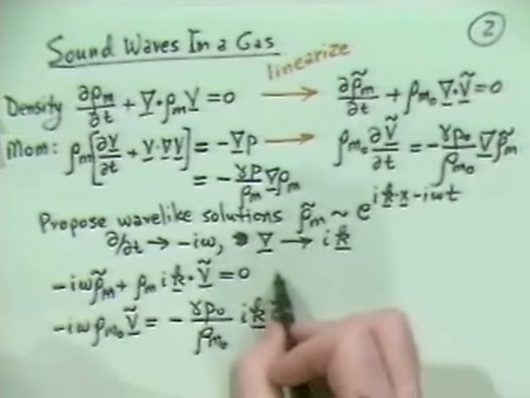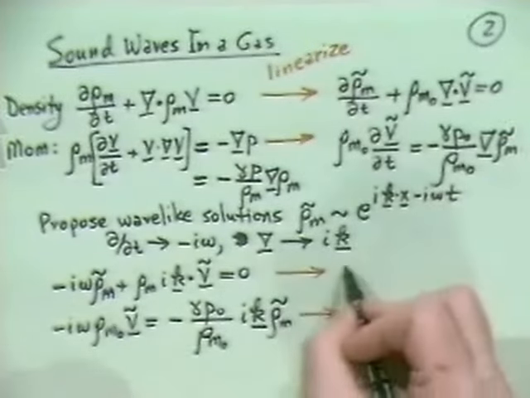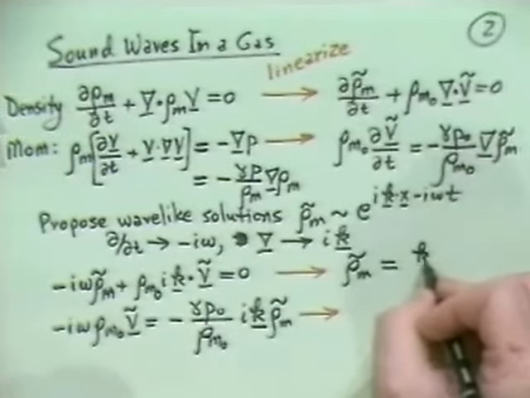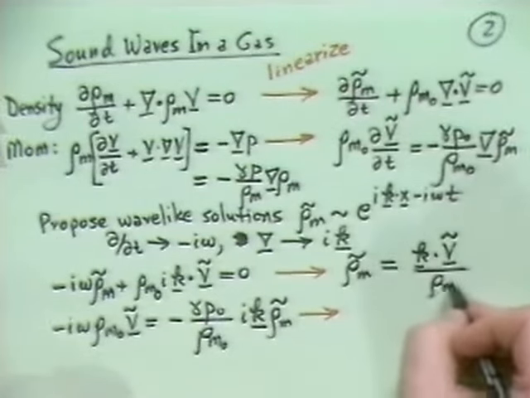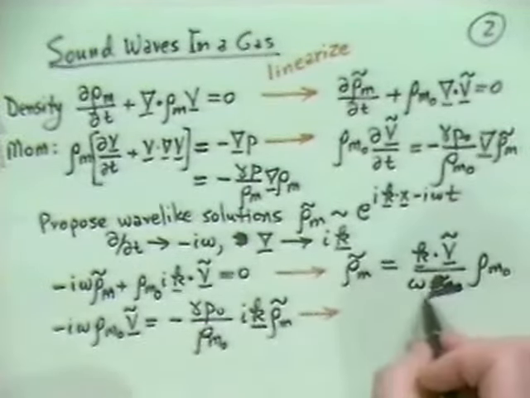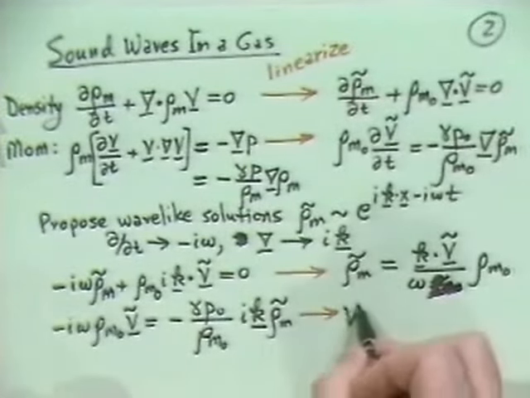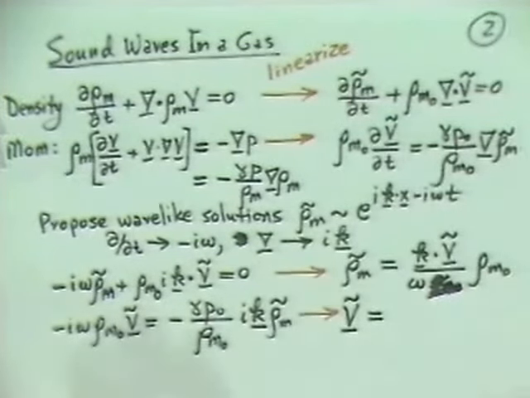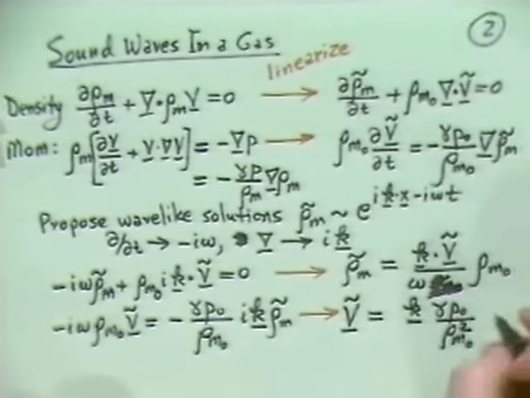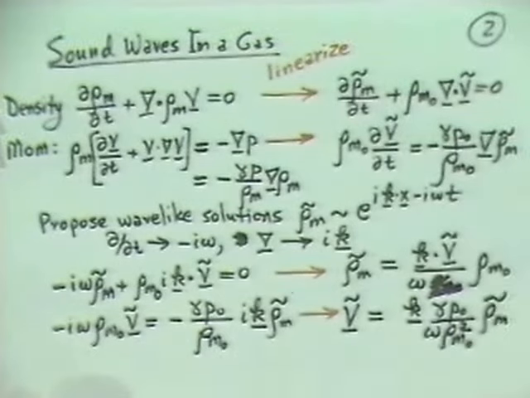Okay, so now what we do is solve these equations for their simplest form. The first one gives us that the perturbed mass density is equal to, the i's cancel out, and it just becomes k dot v tilde over frequency, times the mass density in equilibrium. And then we solve the second equation, the flow velocity perturbation equation. Again, the i's cancel out, the minuses cancel out, and so what we get is k gamma p naught over rho mass naught squared over omega, times rho mass tilde, the fluctuation.